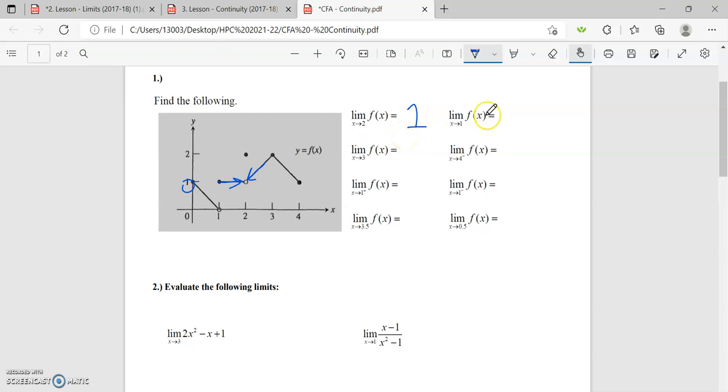What we care about is the tendency towards a value. All right, moving on. Limit of the function at 1, so the limit as x approaches 1. Let me erase my stuff there. Okay, well, let's go to 1.